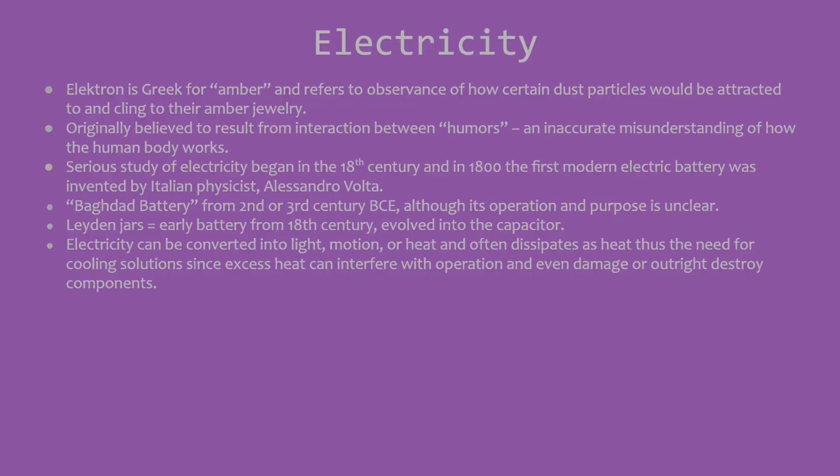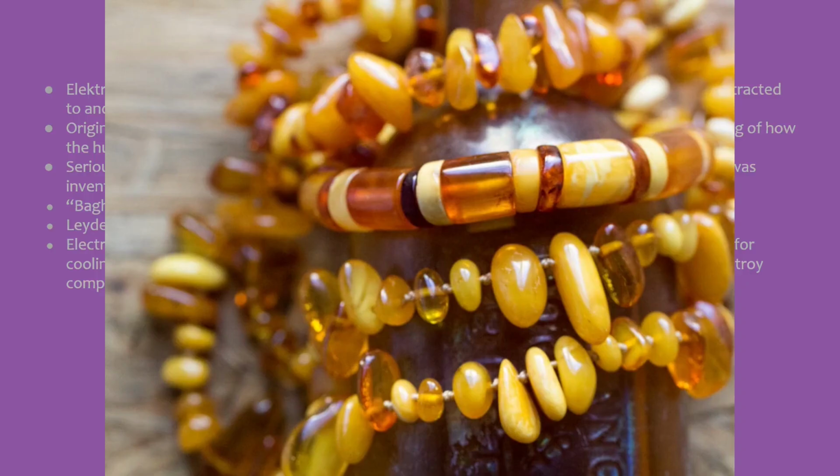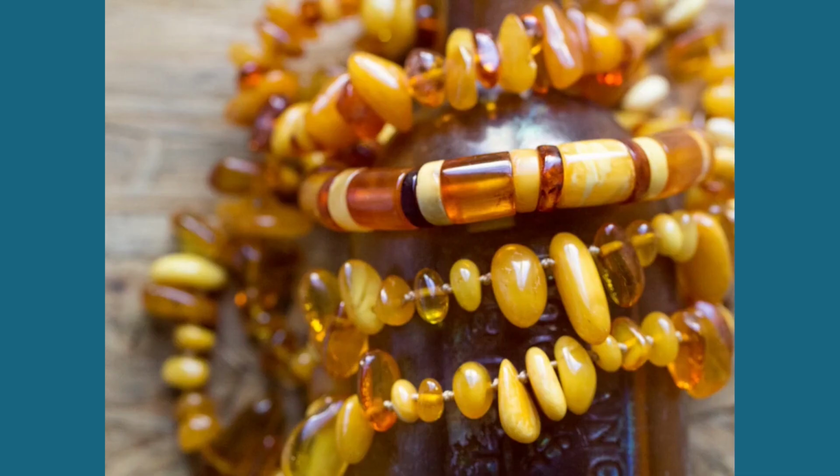So, you've probably heard the term electricity. Some of you even know it derives from the term electron. Now, nowadays, when we think about an electron, it's one of the particles inside of an atom. But historically, it had a much different definition. It actually stems from one of the Greek words for amber, known as electro, which actually came from the fact that ancient Greeks would notice that those particles would be attracted to and cling to their amber jewelry.